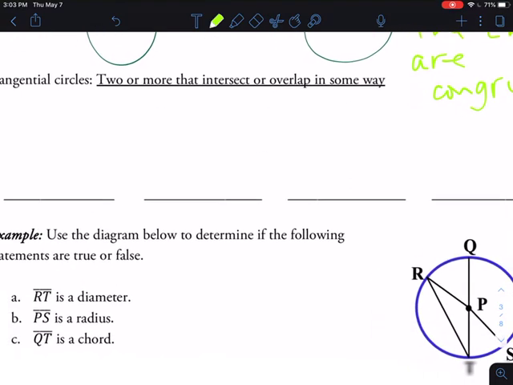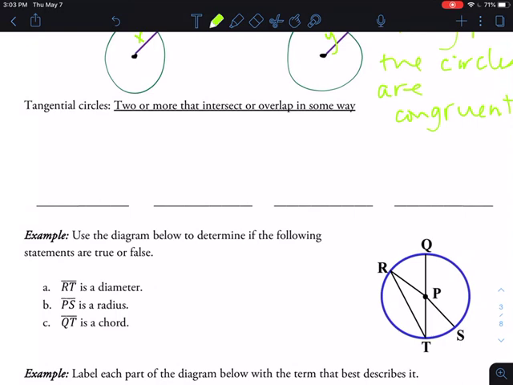All right, next one. Ooh, sorry about this zooming in. There we go. Okay, tangential circles. This is like a crazy name, is that two circles that intersect or overlap in some way. Okay, so there are 4 options here. I'm going to pick a darker color so we can actually write with it. Okay, there we go. The first is external.